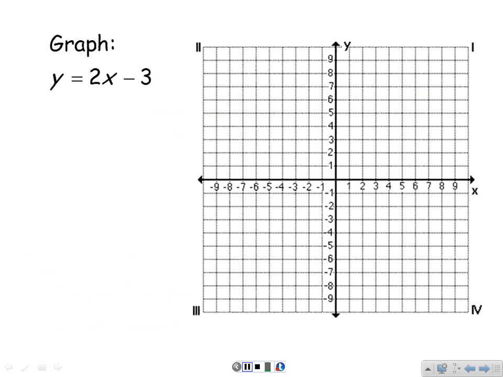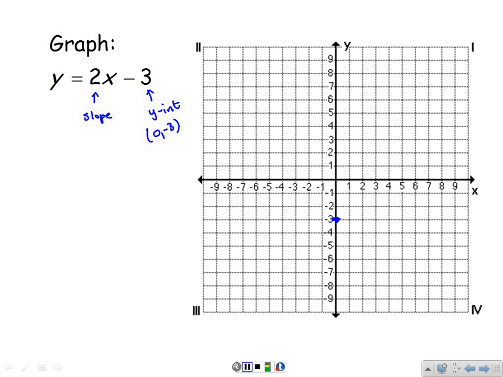So let's try it. Here we have y equals 2x minus 3. Now here is your y-intercept, and here is your slope. So your y-intercept is basically 0, negative 3. And so to plot that, I'm going to find negative 3 on the y-axis. Remember, your y-intercept is on your y-axis.